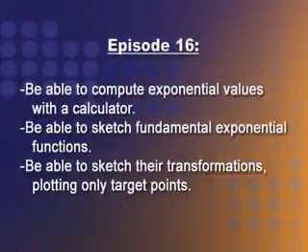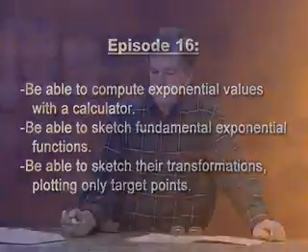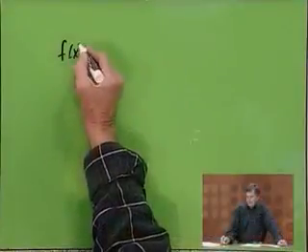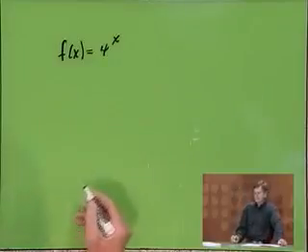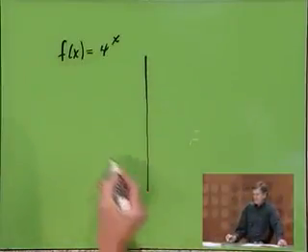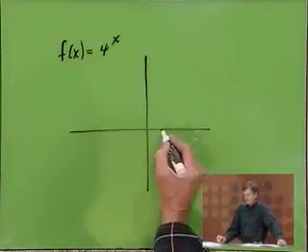You should be able to sketch the fundamental exponential functions, and then in connection with that, you should be able to sketch transformations of those functions. And in each case, this should be done by plotting only the target points, not making a table of values. Why don't we take a few examples of those right here? Suppose that I wanted to graph the function f of x equals 4 to the x power. Then there were 3 target points that we associate with this exponential function.